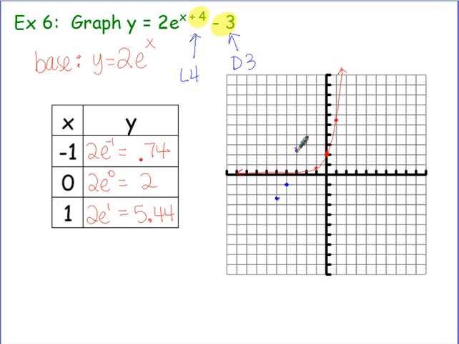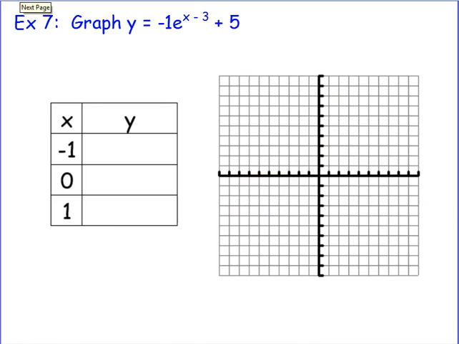Yes, we have an asymptote. So if this is down 3, our asymptote's going to go 1, 2, 3 down. The dashed line right there. And you guys are going to go up, up, up that way. And then left, left, left that way. So go ahead, pause the video, try this one completely on your own.